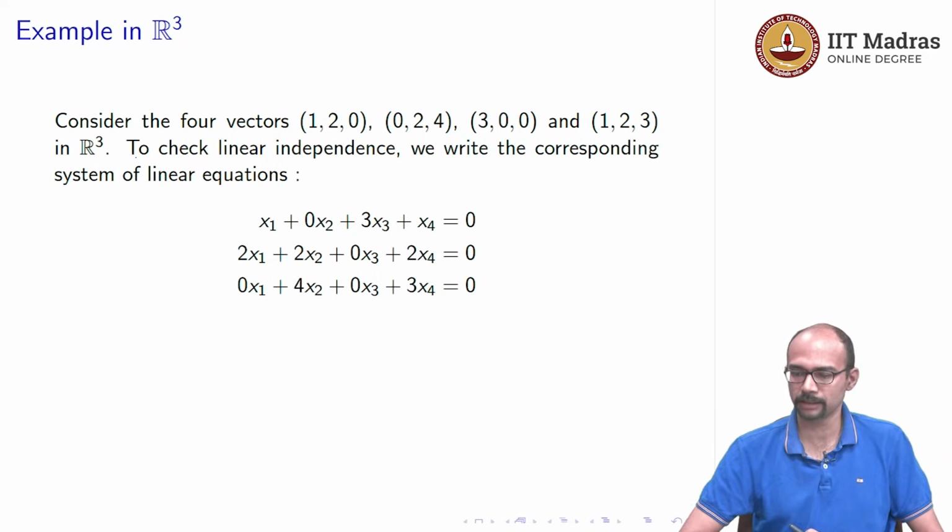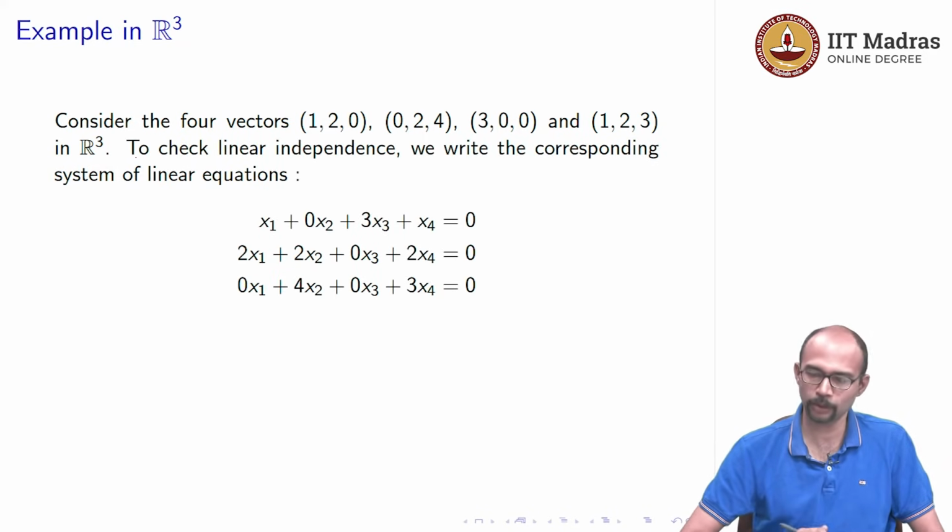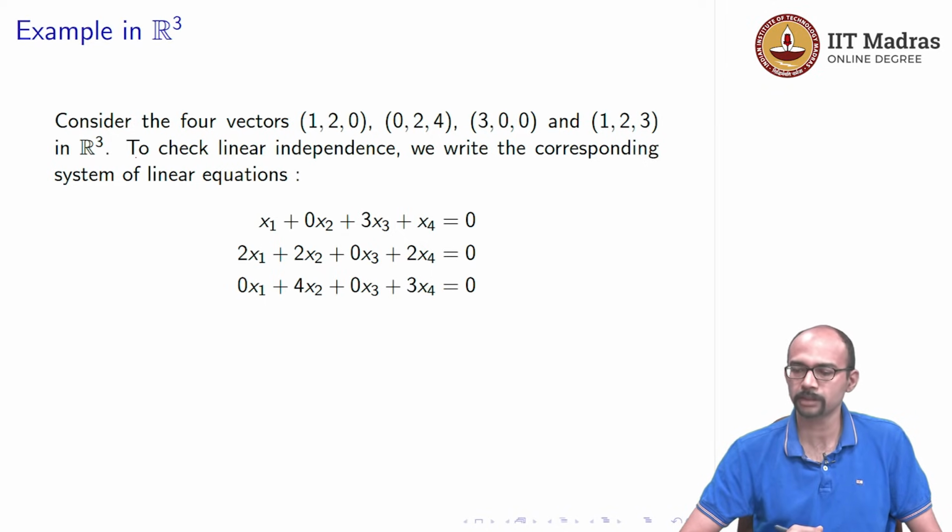So, let us do our usual thing and write down 3 equations by equating the corresponding coordinates. So, you have equations x1 times (1, 2, 0) plus x2 times (0, 2, 4) plus x3 times (3, 0, 0) plus x4 times (1, 2, 3), which we equate to (0, 0, 0).